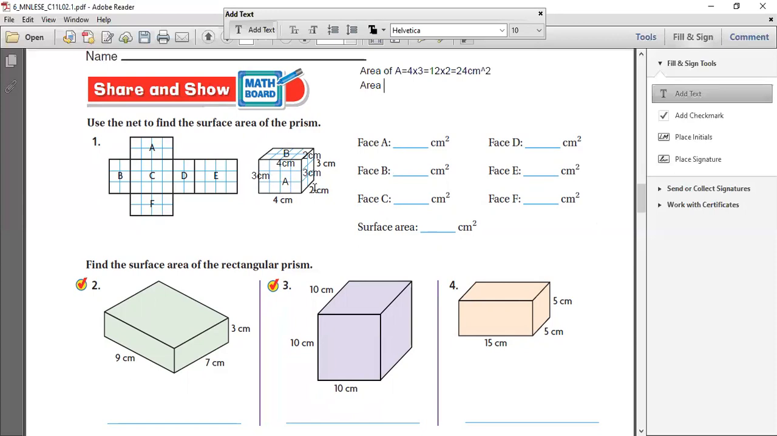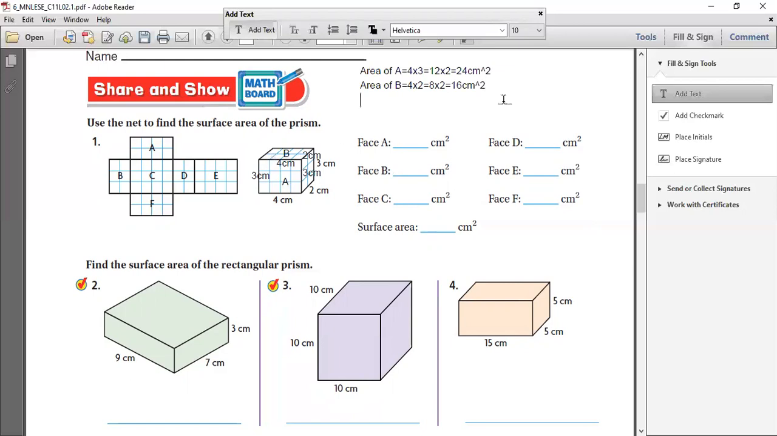Now let's find the area of B. B means there are two B's again, the top and the bottom. So what is the length of B? This is 4 and the side is 2. So 4 multiplied by 2 is equal to 8 square centimeter. Now what else are we going to do? We will multiply it by 2. Once we find the area of one rectangle, we will multiply it by 2 to get the top and the bottom one. So that's going to give you 16 square centimeter.